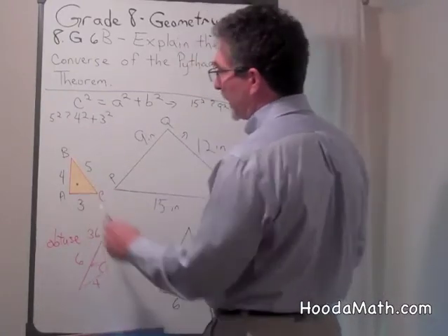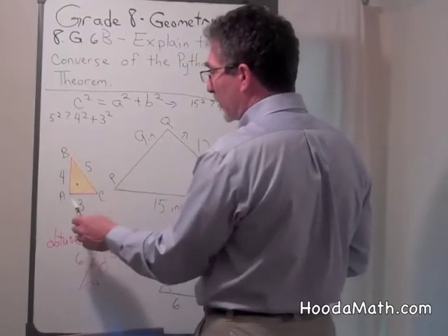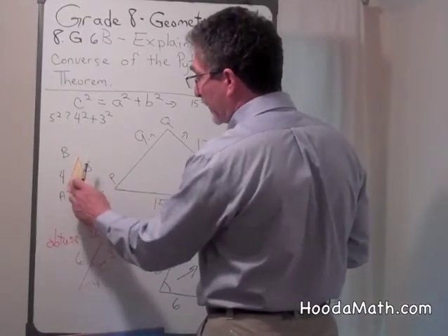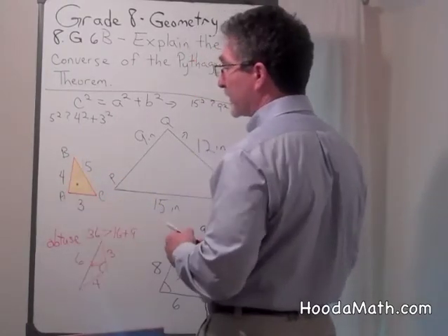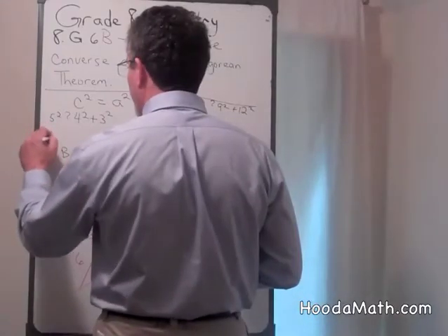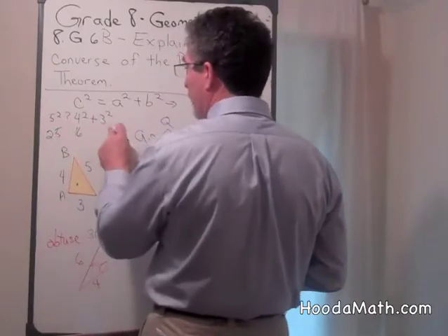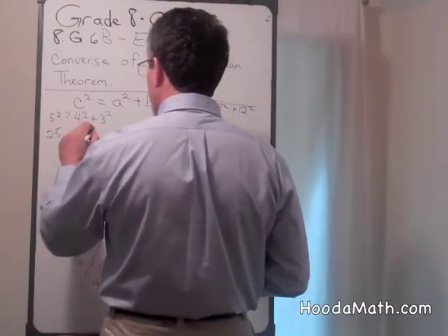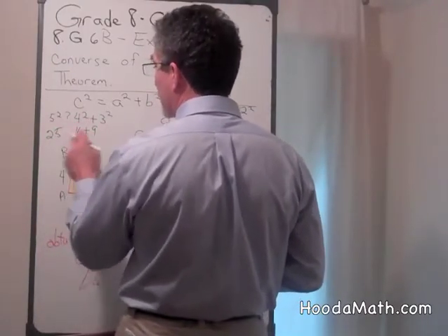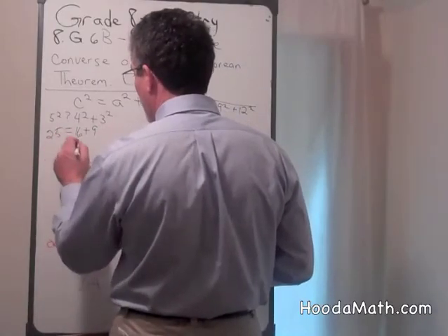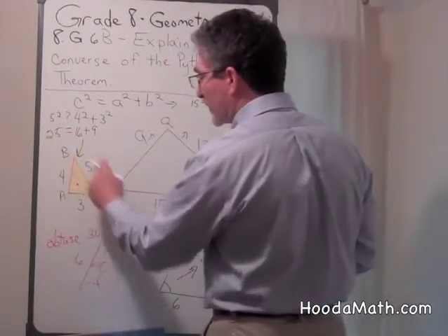This is the biggest side. If we square it, does it equal the sum of the squares of the two other sides? Well, 5 squared equals 25, 4 squared equals 16, 3 squared equals 9. So does 9 plus 16 equal 25? Yes. Therefore, this is a right triangle.